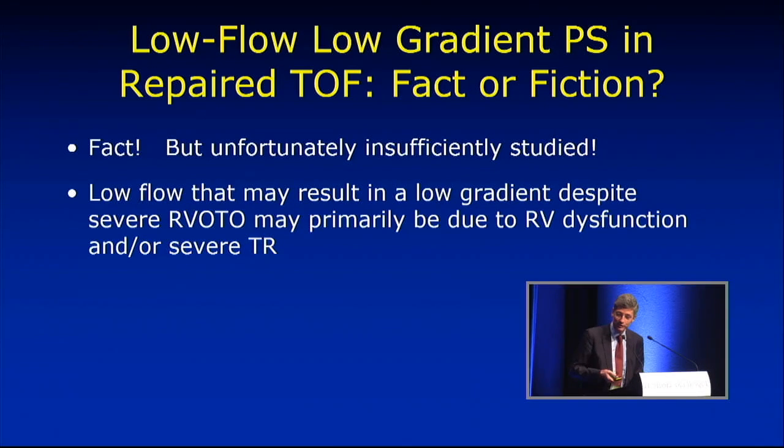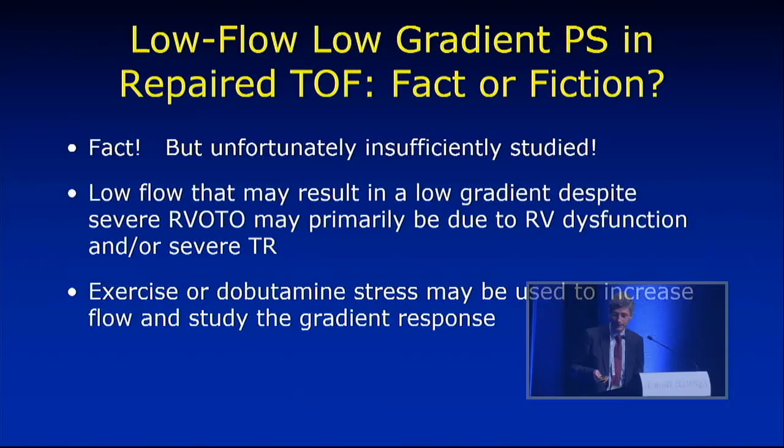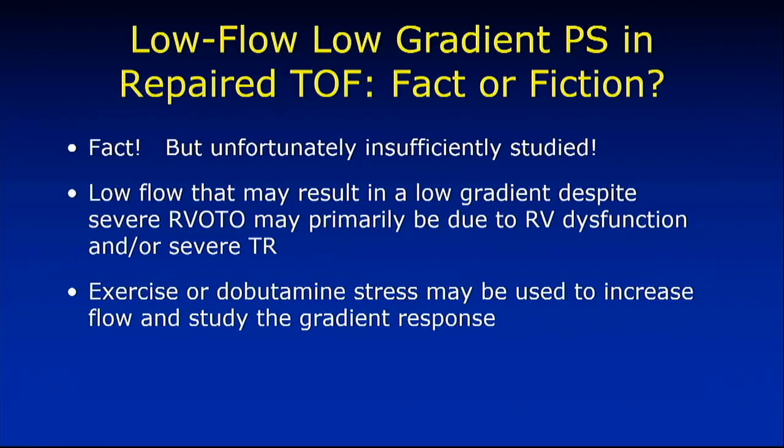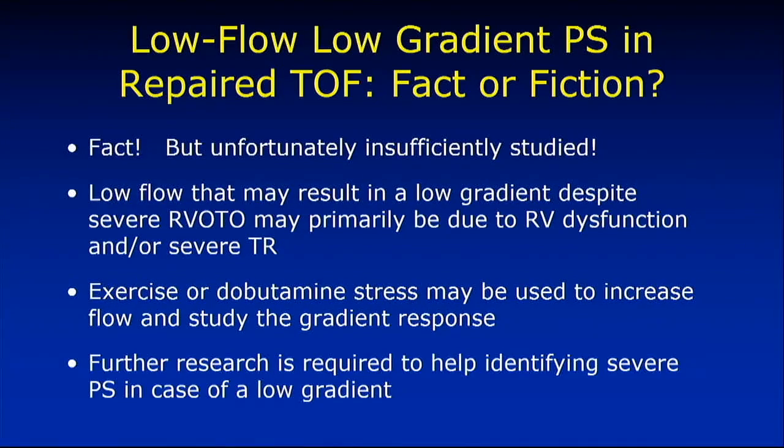Low flow that may result in a low gradient despite severe right ventricular outflow tract obstruction may primarily be due to right ventricular dysfunction, but also to associated severe tricuspid regurgitation. Exercise or dobutamine stress may be used to increase flow and to study the gradient response, but it needs further research to know how to interpret that. So my main conclusion is that further research is required to help us identify severe pulmonary stenosis in case of a low gradient.